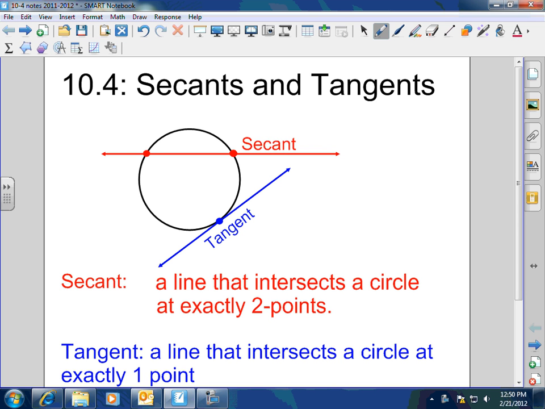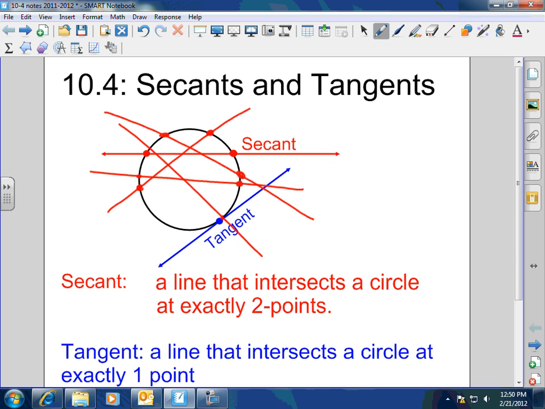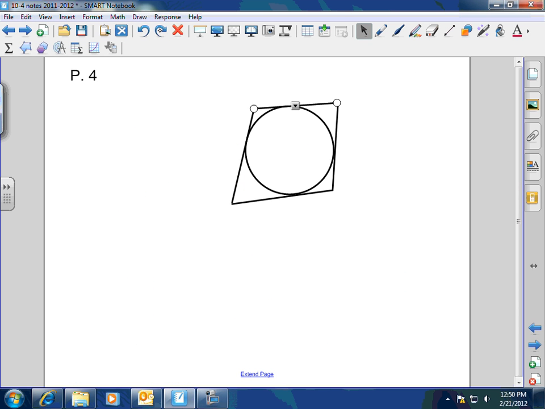Now, a secant, as you can see right here from the figure, is basically a line that intersects a circle at exactly 2 points. So even though I have this secant right here, nicely labeled, that would be a secant. That would be a secant. This could be a secant. This could be a secant. As long as it's a line that goes through 2 points of the circle, then it's going to be a secant.